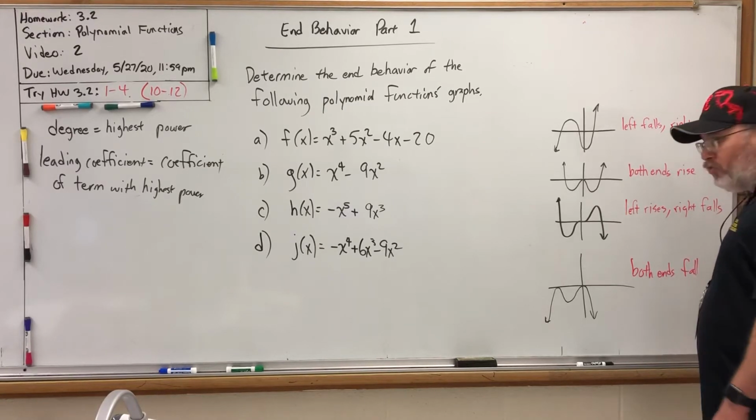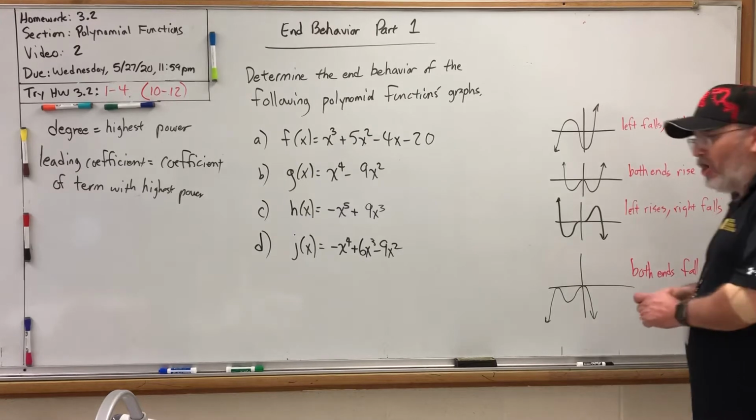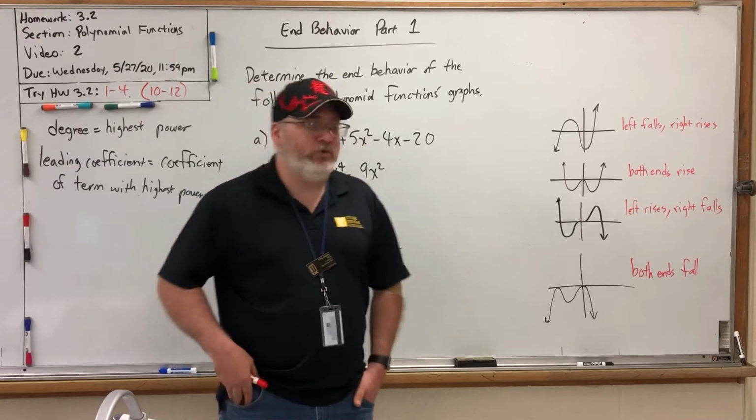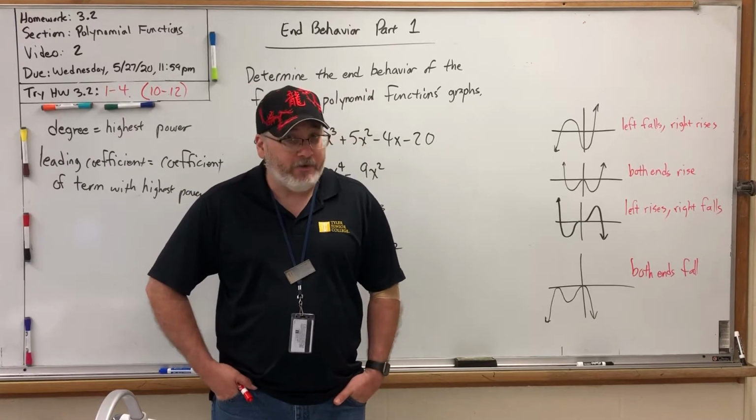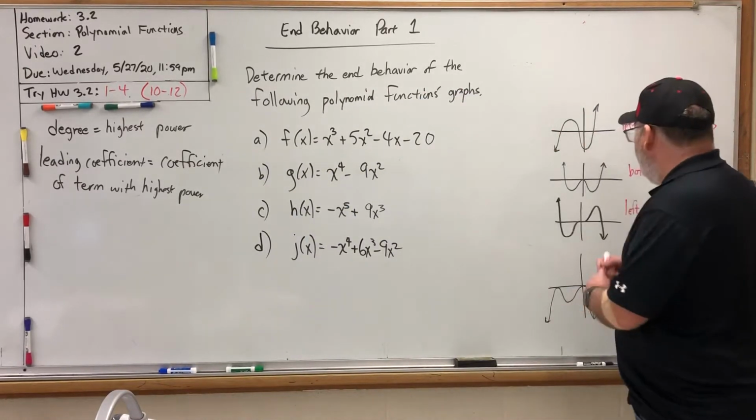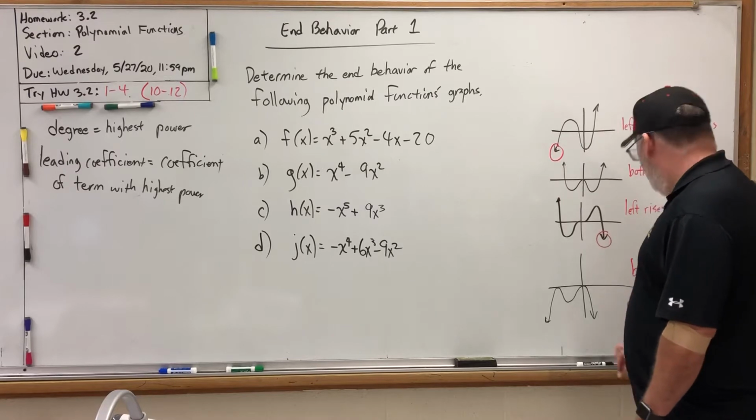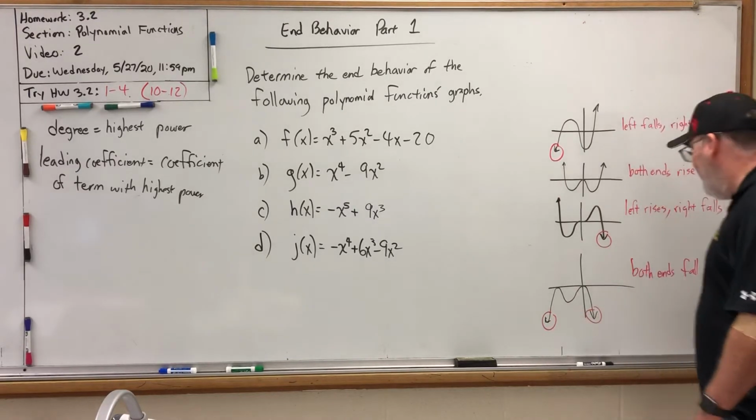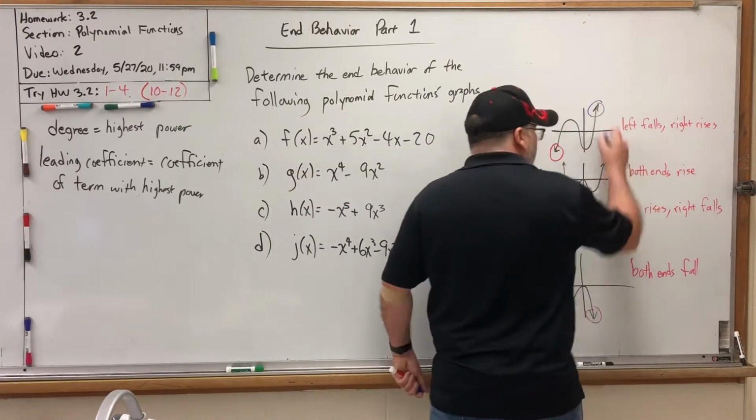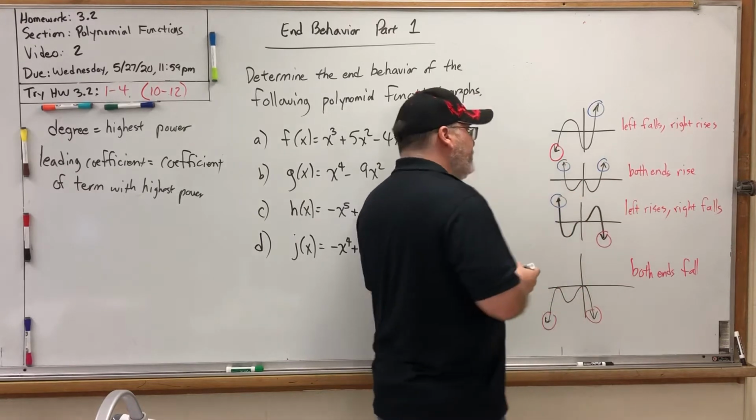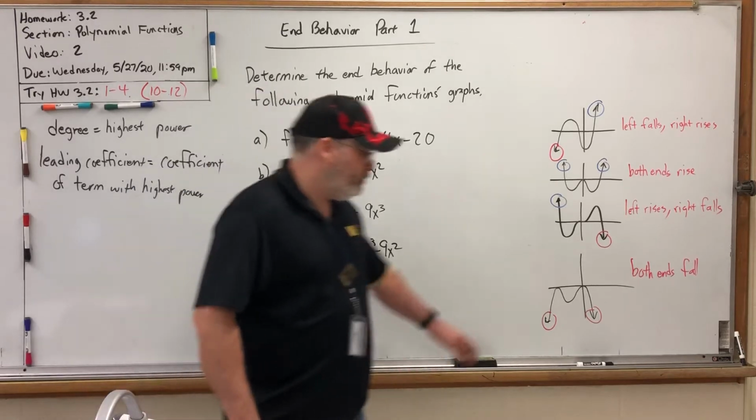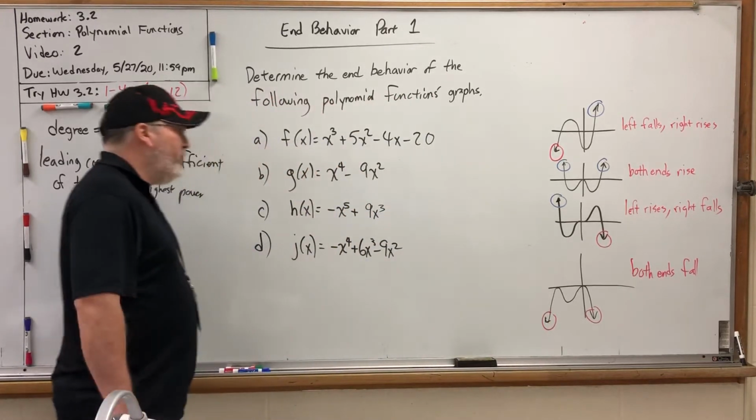Now, we haven't actually done the problem yet. I'm just explaining how to describe what the ends of a graph do. You say rise or fall, depending upon which ends point up or point down. So if an end points down, such as here, here, or here, you say that that end falls. And if the end points up, such as here, both of these, and here, then you say that that end rises.